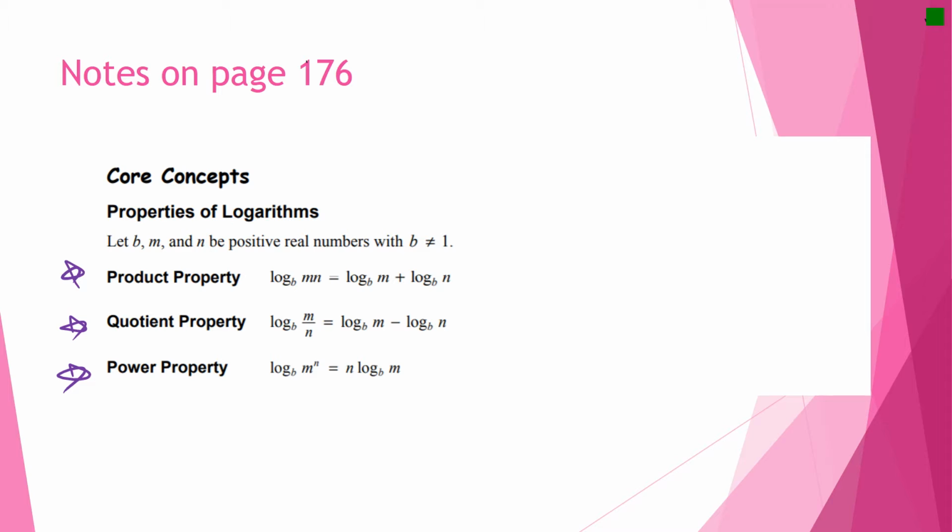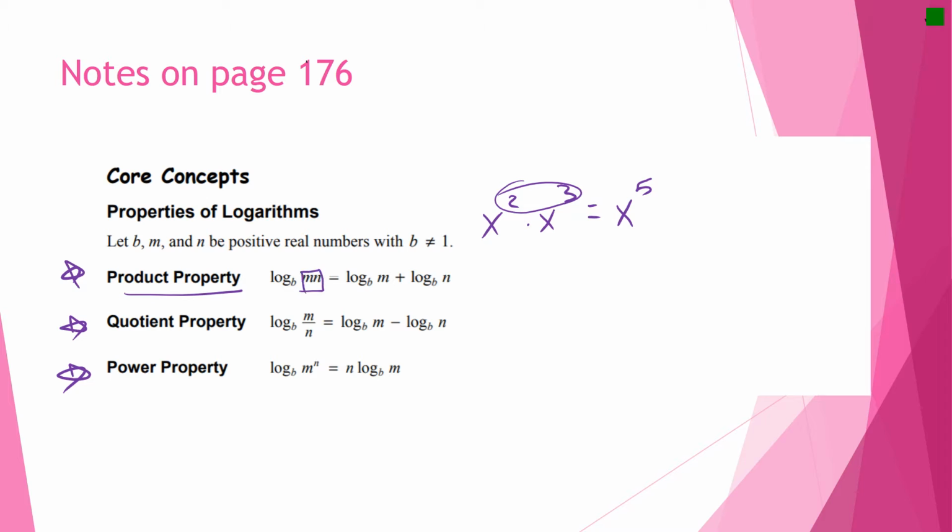The product property is the same as with, let's say, x squared times x to the third. Just like when we multiply exponents, when we multiply, we add exponents. So that would be x to the fifth because we're adding these exponents up here. So the product property ends up being the same idea.